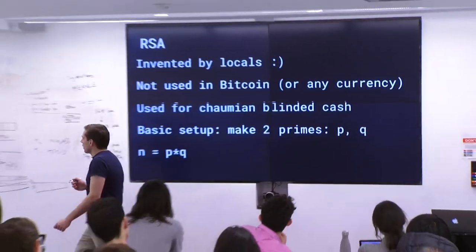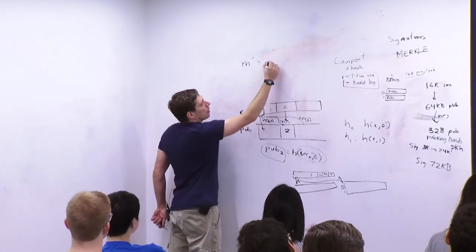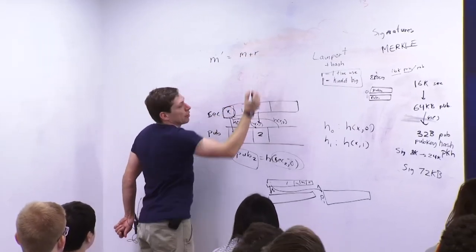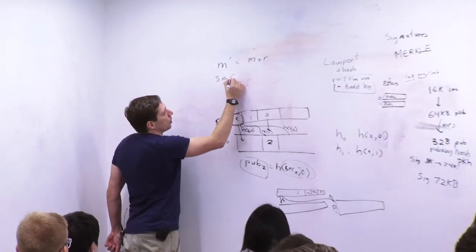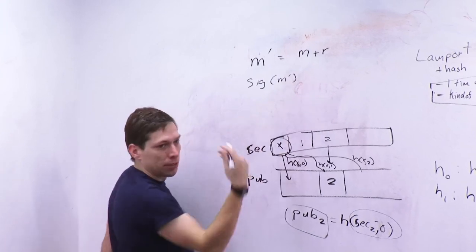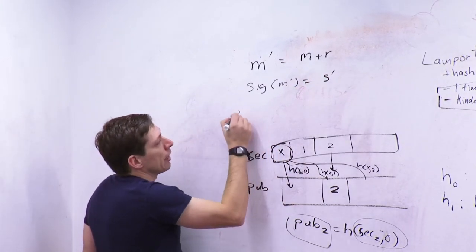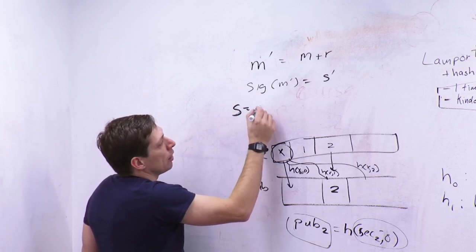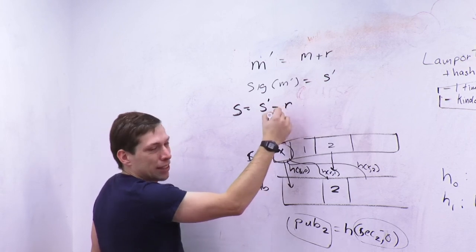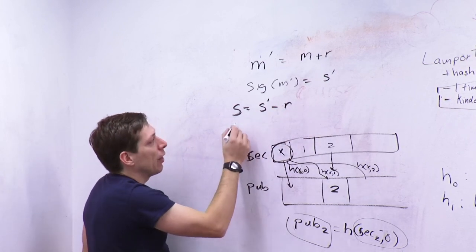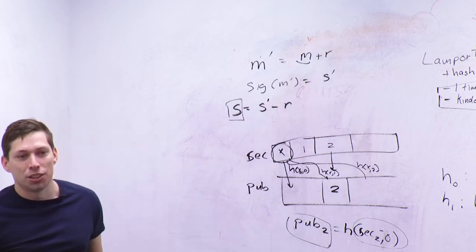So basically the idea is, I have message prime equals message plus randomness. And I say, hey, can you sign M prime? And you say, okay, I produce a signature on M prime with my private key, and we'll call that S prime. And then I can do S equals S prime minus the randomness, or really some function of that randomness. And now I have a signature, and this is a valid signature on M. So that's kind of cool.